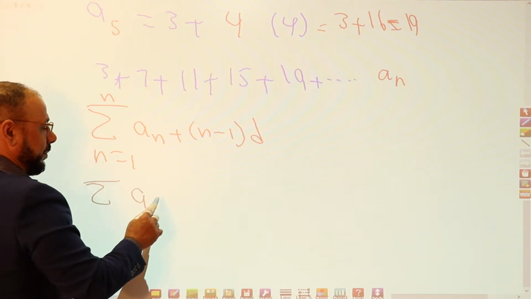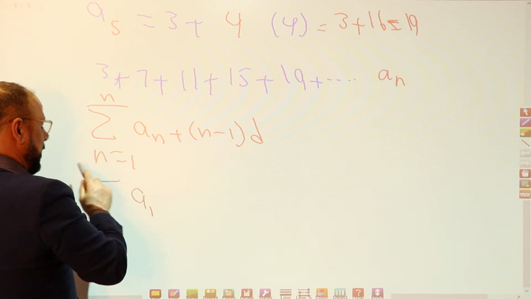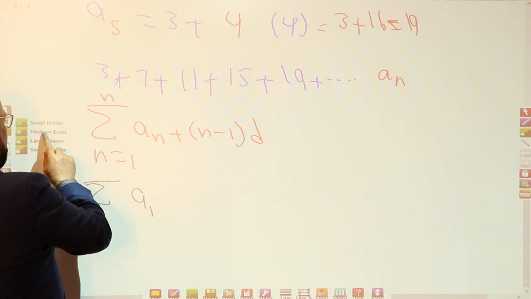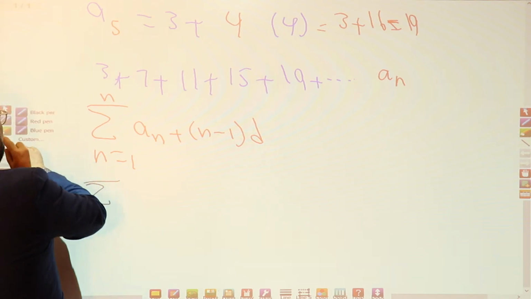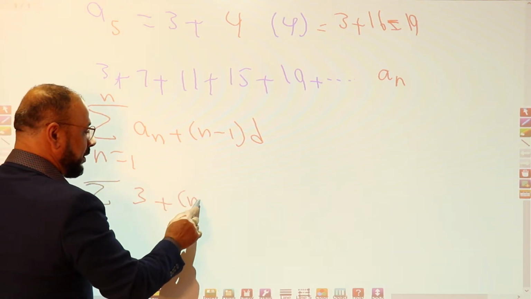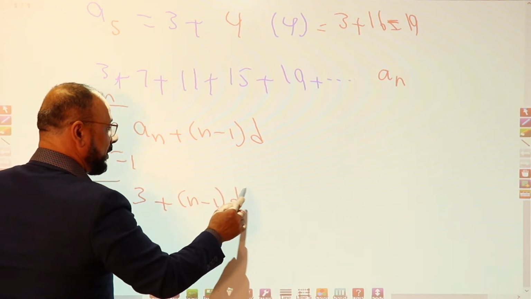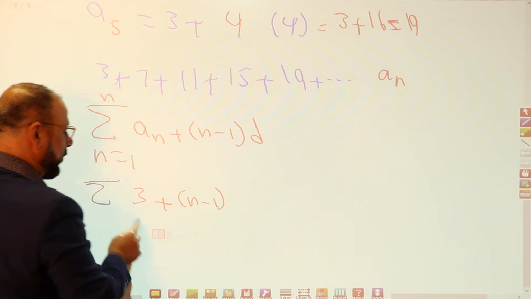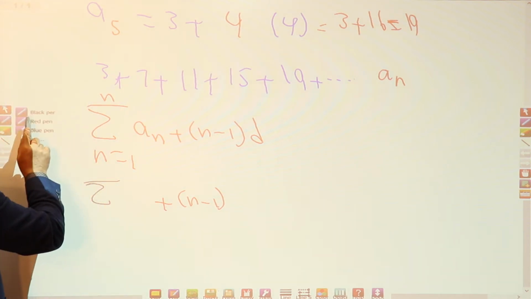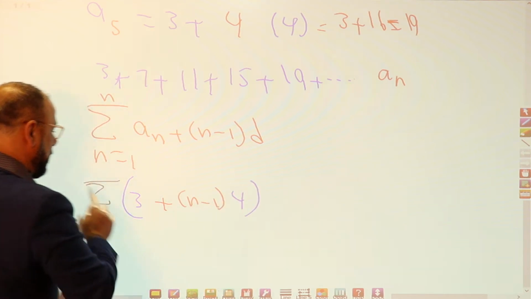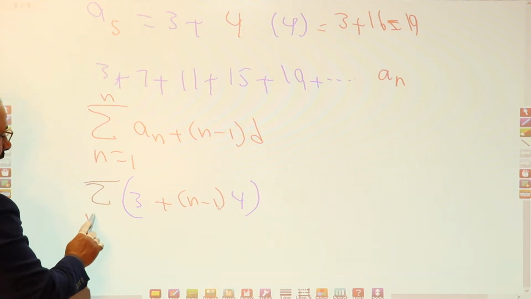In my example here, I can write it like this: a1 is 3, plus n minus 1 times d, which is 4, and n goes from 1 to infinity.